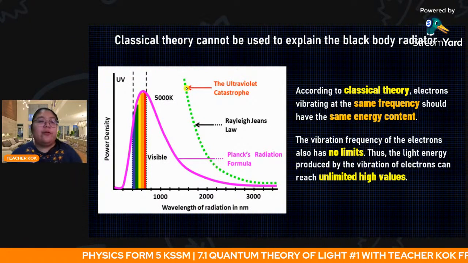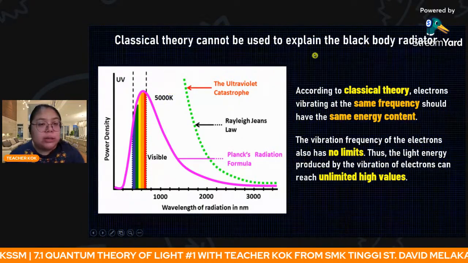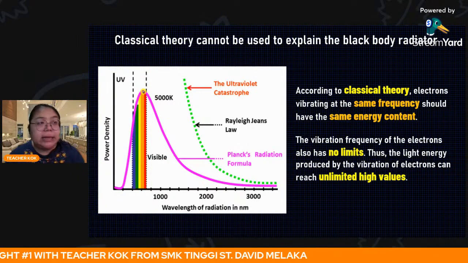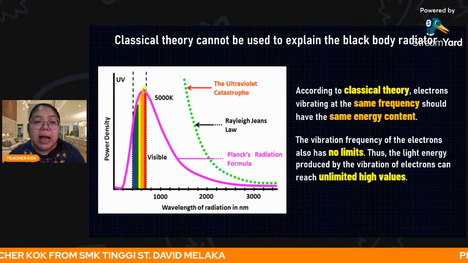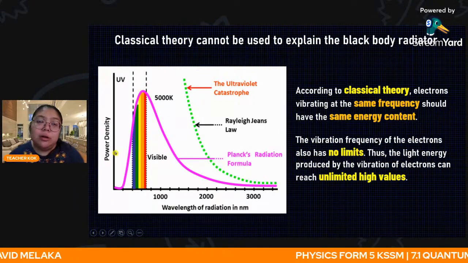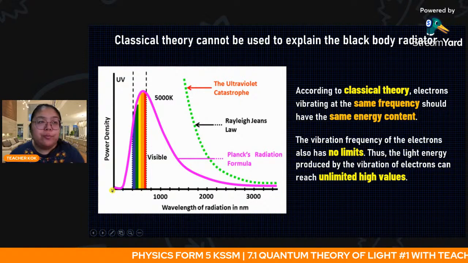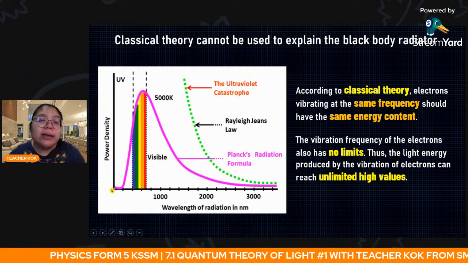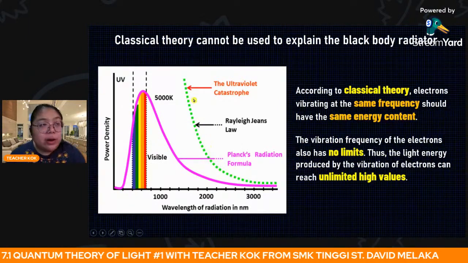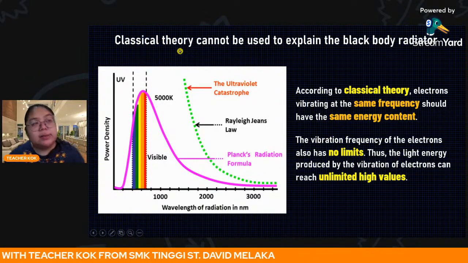Okay, but from here, following Planck, they want to explain the black body. They find that the light intensity never continues to increase, because at a certain peak, it will drop. Okay, the light intensity will drop when the frequency is very, very high. If you follow the classical theory, you find that when the frequency is very, very high, the light intensity continues to increase.